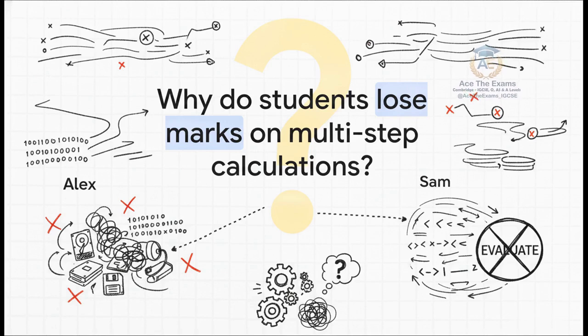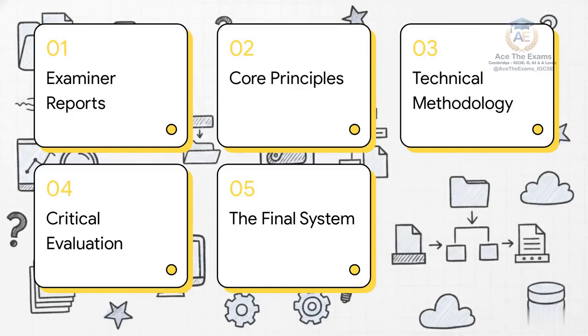So why do students lose marks? Simply put, because they lack a structured system. They treat complex file reading operations like it's a memory test, rather than what it actually is, a systematic engineering problem. So, to fix this, here is our exact playbook for today to secure those maximum marks.